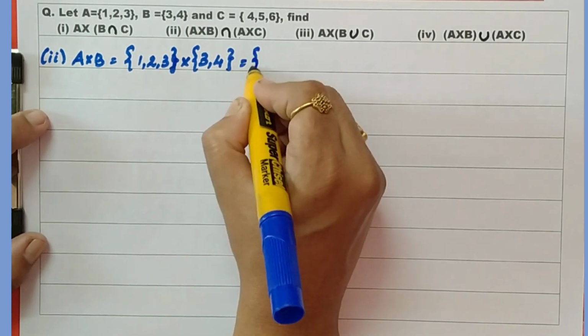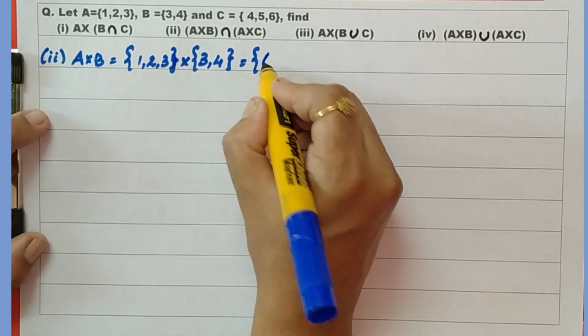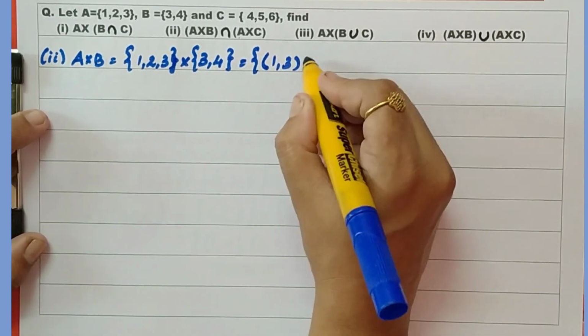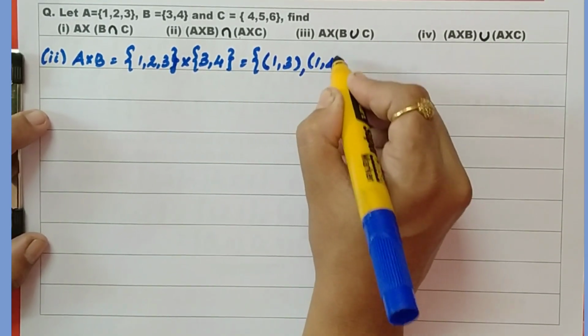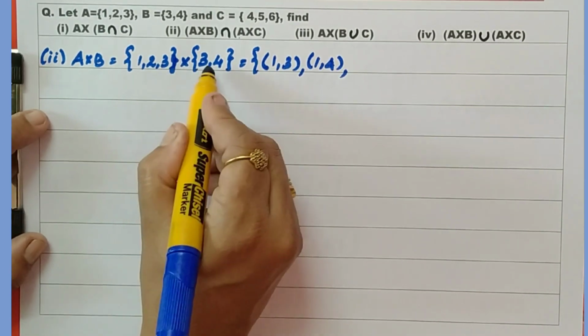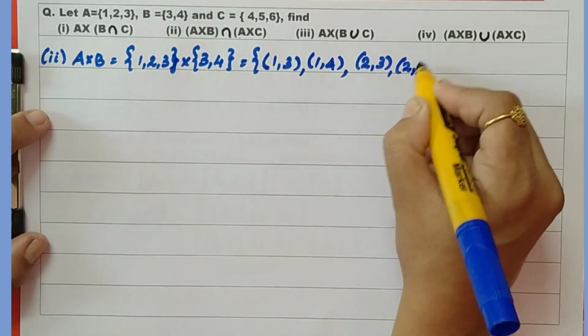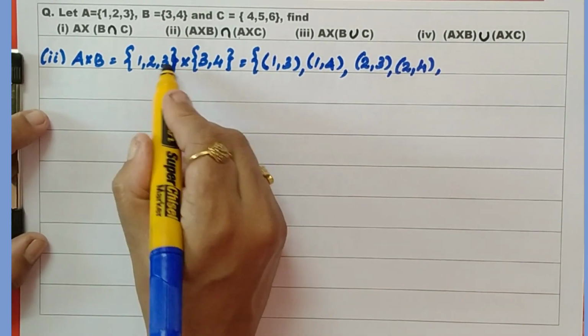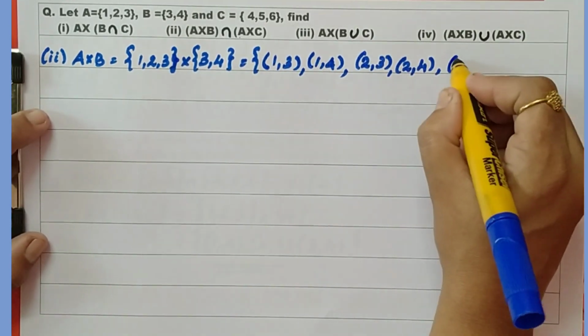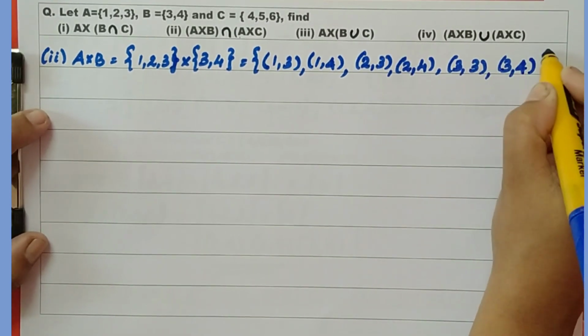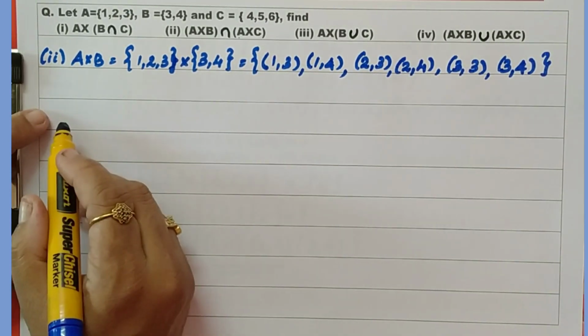A cross B is equal to the collection of all ordered pairs: (1, 3), (1, 4), (2, 3), (2, 4), then the next one (3, 3) and (3, 4). This is A cross B.